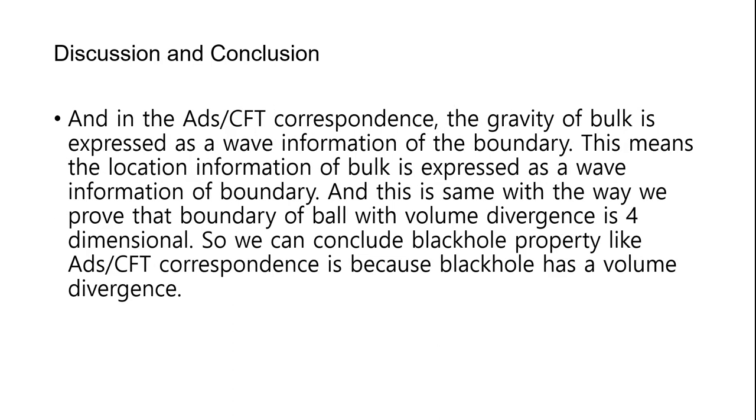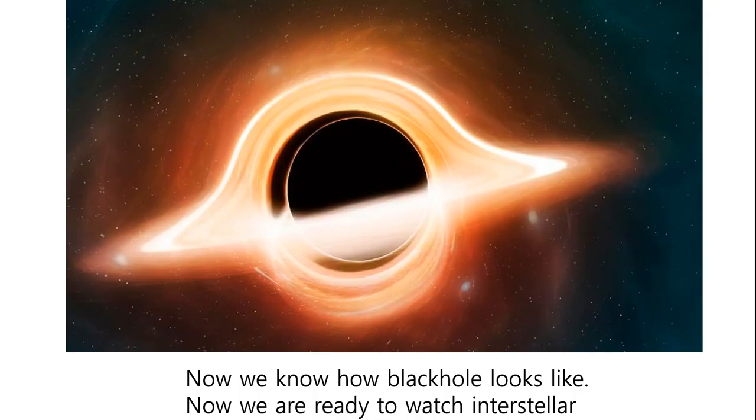And in the AdS-CFT correspondence, the gravity of the bulk is expressed as the wave information of the boundary. This means the location information of the bulk is expressed as the wave information of the boundary. And this is the same as the way we proved that the boundary of a bulk with volume divergence is 4-dimensional. So we can conclude that black hole properties like AdS-CFT correspondence theory arise because the black hole has a volume divergence. Now we know how a black hole looks like. Now we are ready to watch Interstellar.